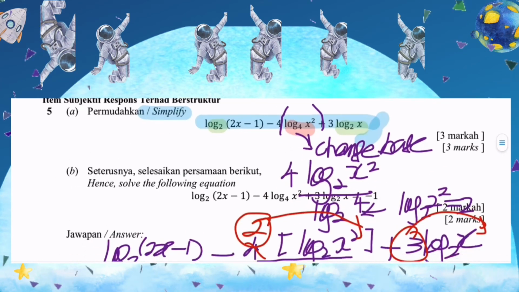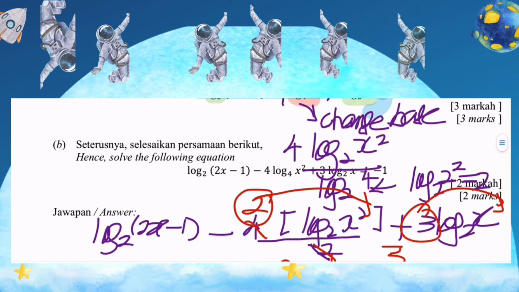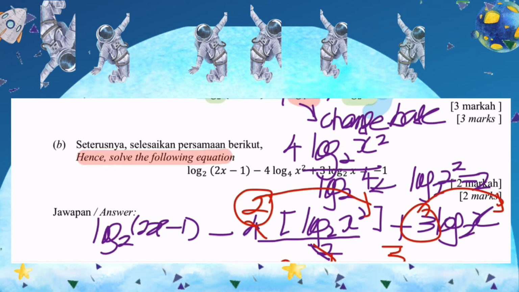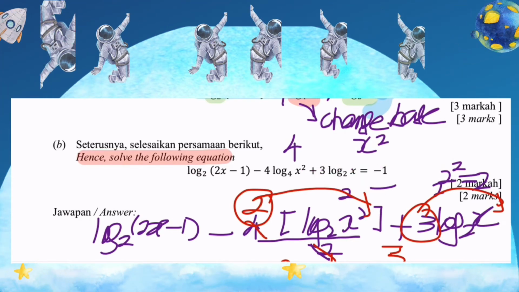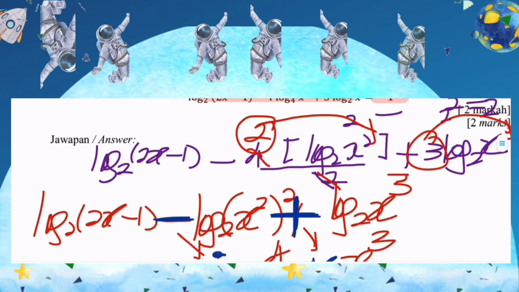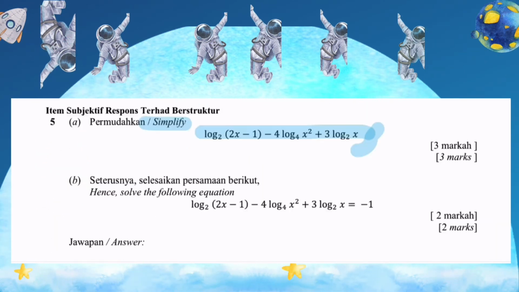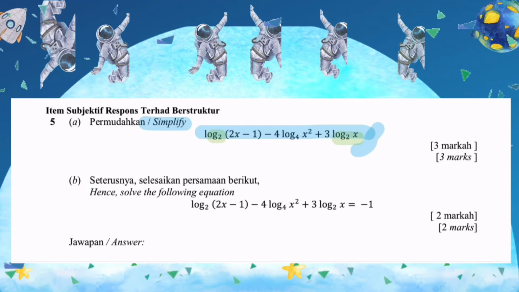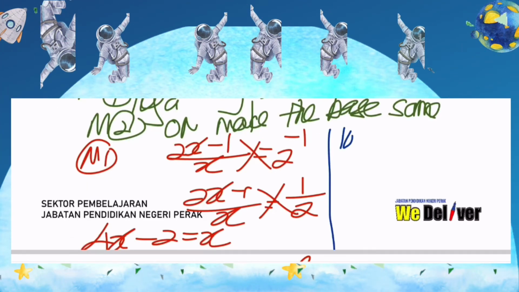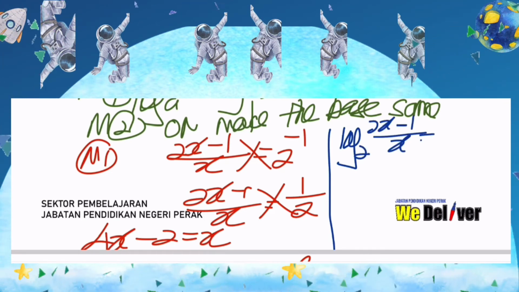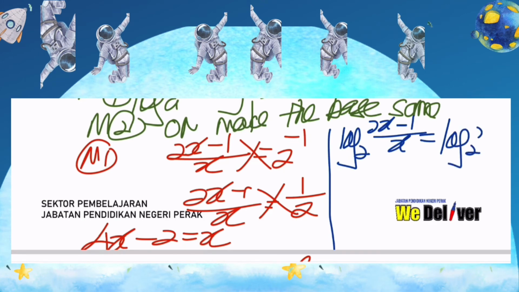Now let's move on to part B. Let's read the question. Hence, solve the following equation. That means when we see hence, we have to use the answer in part A and solve. For the left hand side, we have simplified to the simplest form, and the answer is log base 2 of (2x minus 1) over x. So we equate this to -1.